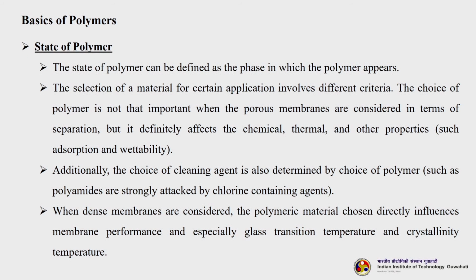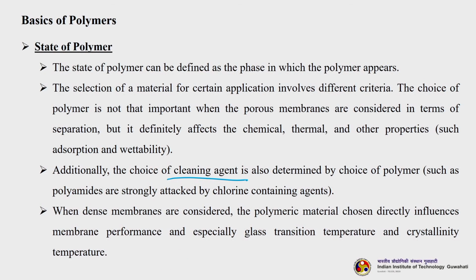So, students, let us try to understand what the state of a polymer is. The state of a polymer can be defined as the phase in which the polymer appears. The selection of a material for a certain application involves different criteria. The choice of polymer is not that important when porous membranes are considered in terms of separation, but it certainly affects their chemical, thermal and other properties such as absorption and wettability. Additionally, the choice of cleaning agent is also determined by the choice of polymer.